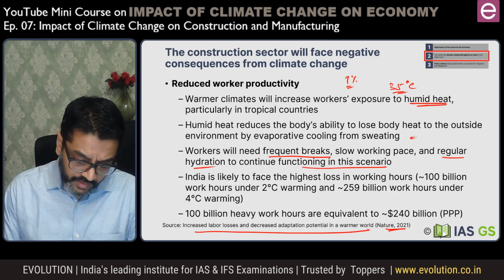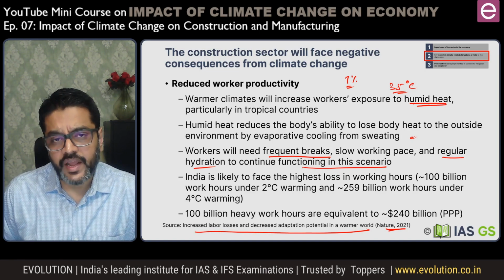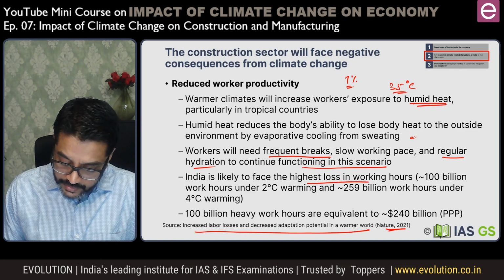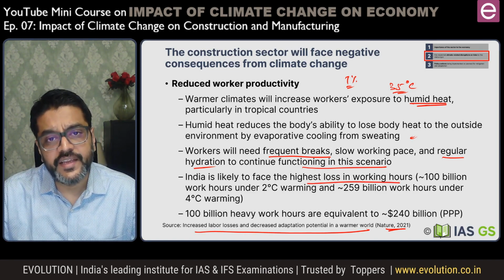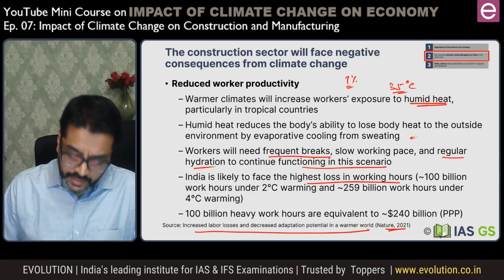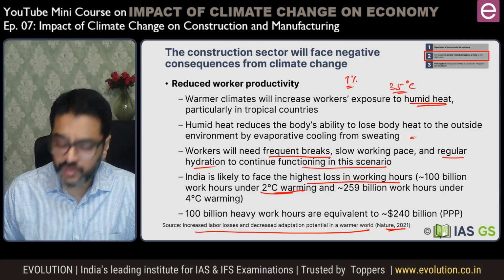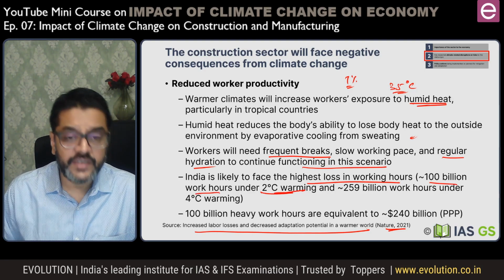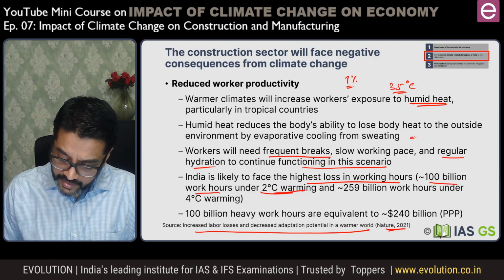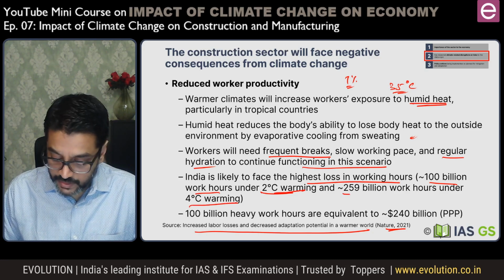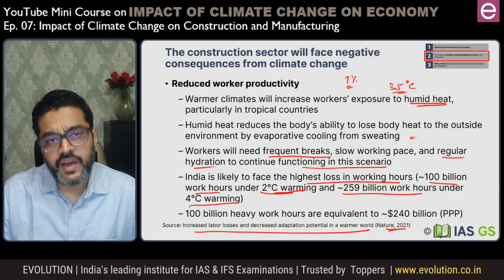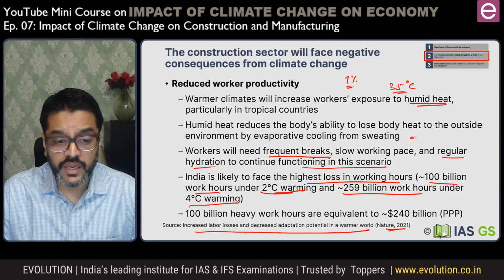And what will happen, and this we have discussed in the video on agriculture as well, is that our country is projected to face the highest loss in working hours globally, right? If there is a 2 degree Celsius warming of the world overall, then around 100 billion work hours are expected to be lost. And if it goes to 4 degrees, then it is going to be almost 2.5 times: 259 billion work hours are going to be lost.